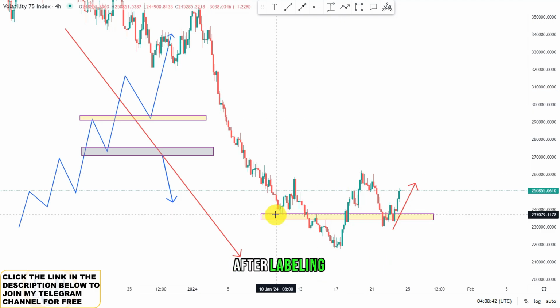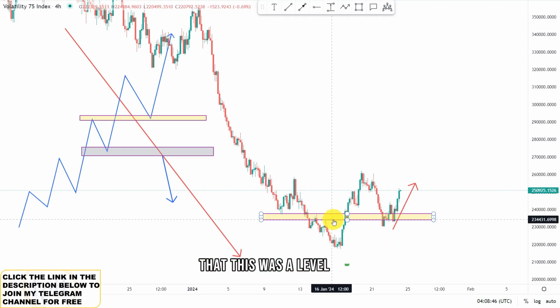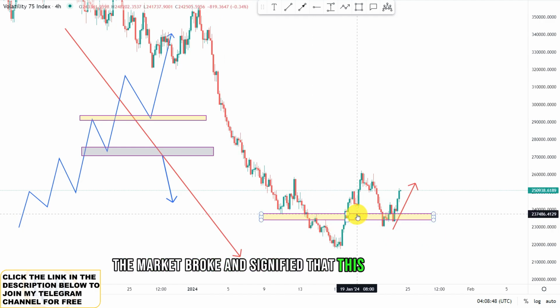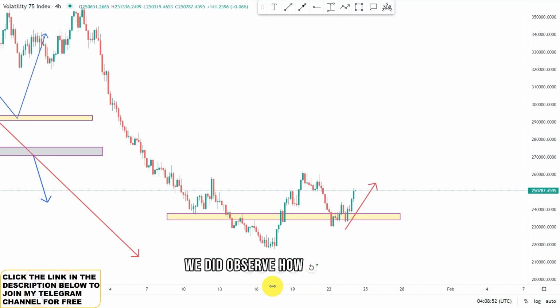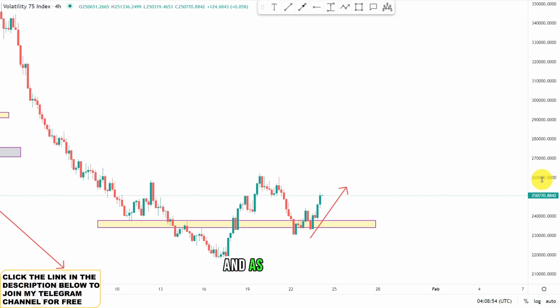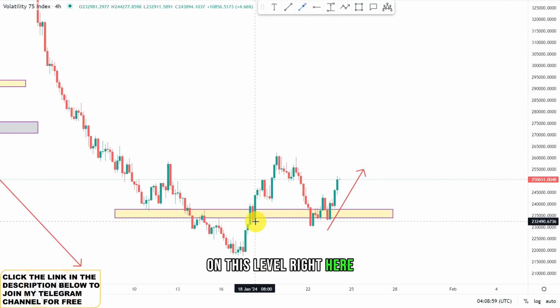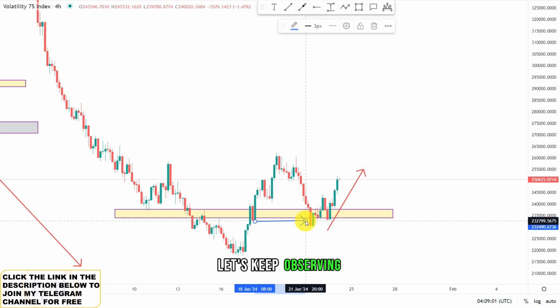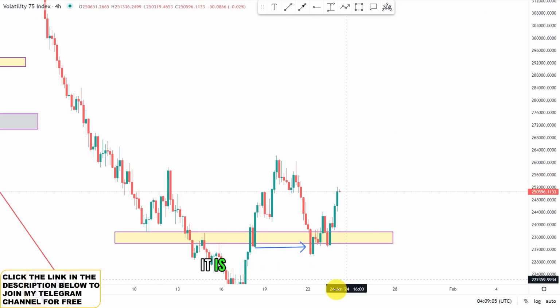Now, after labeling our broken level of this market downtrend movement, a level that the market broke and signified that this trend is over, what we did next is observe how the market is behaving. And as you can see, we did get a fake breakout right here on this level. And we said, okay, let's keep observing, just keep observing patiently how this market was moving.